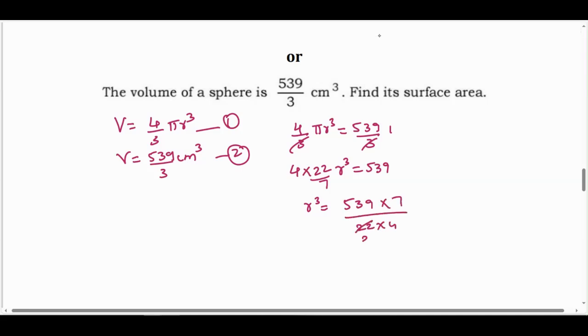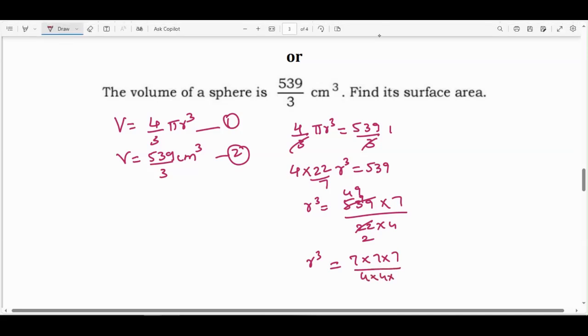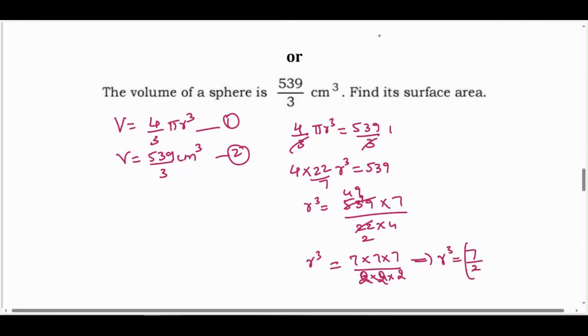If you cancel, 11 2s are 22, 11 4s are 44, 11 49s are 539. So you can write R cube equals 7 into 7 into 7 over 2 into 2 into 2. So here we can write R cube is equal to 7 by 2 whole cube. Cube and cube get cancelled. So the value of R will be 7 by 2.